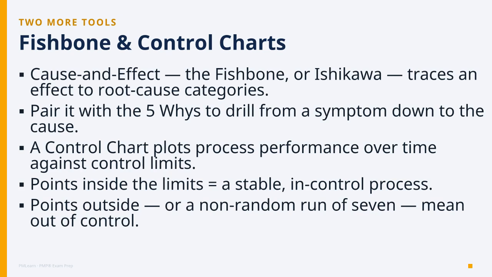Second, the control chart. This one plots a process's performance over time against an upper control limit and a lower control limit. The reading is binary in spirit. If the points stay inside the limits and look random, the process is stable and in control. If a point falls outside the limits, or you see a non-random pattern, like 7 points in a row on one side of the center, the famous rule of 7, the process is out of control and needs investigation, even if no single point broke a limit.